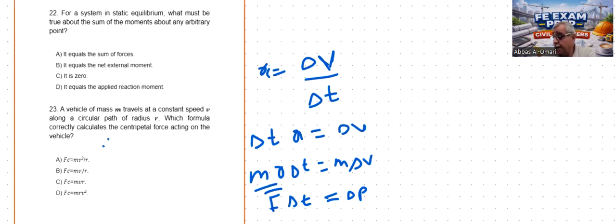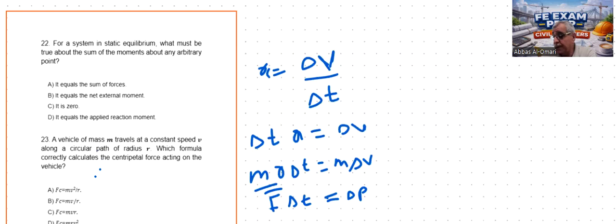For a system in static equilibrium, what must be true about the sum of moments about an arbitrary point? Now, for a system in static equilibrium, the summation of moments should be 0. One option says it equals the sum of forces. This is not correct because moments are not forces. You cannot say that the summation of moments equals the summation of forces. So you can eliminate A.